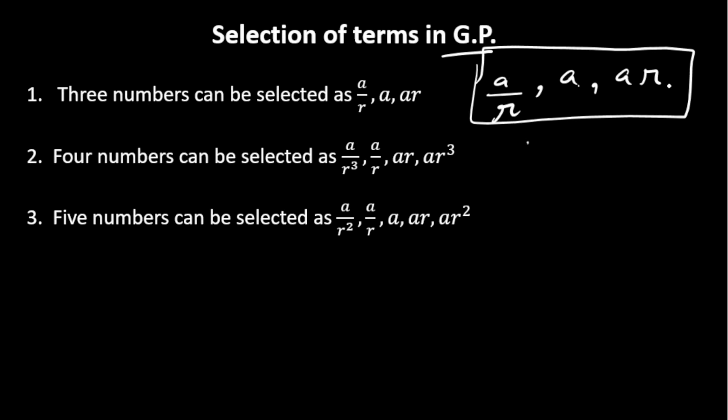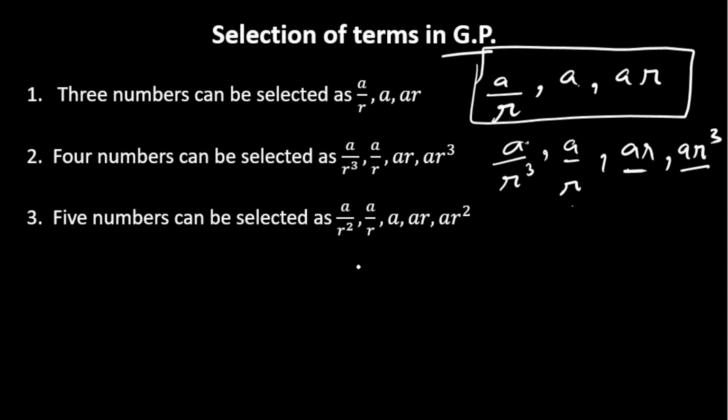A by R, A, AR. Four numbers we have to assume. So it will be A by R cube, A by R, AR, AR cube. How to remember? See here A was divided by R cube, then A is getting divided by R, and with R and R cube now it is getting multiplied. So you can just remember this way.